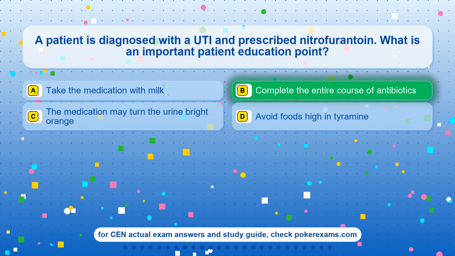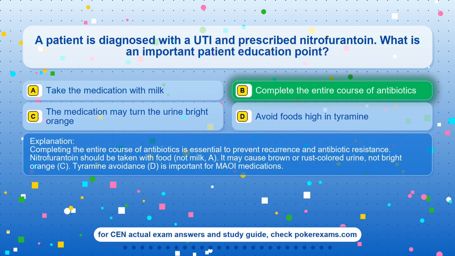The correct answer is option B. Complete the entire course of antibiotics. Completing the entire course of antibiotics is essential to prevent recurrence and antibiotic resistance.